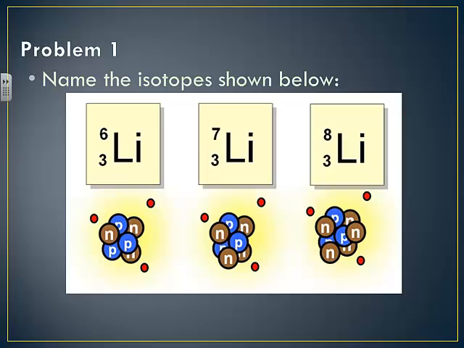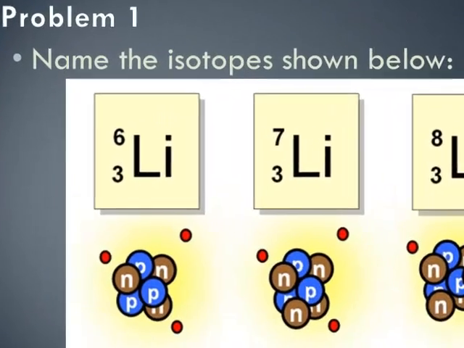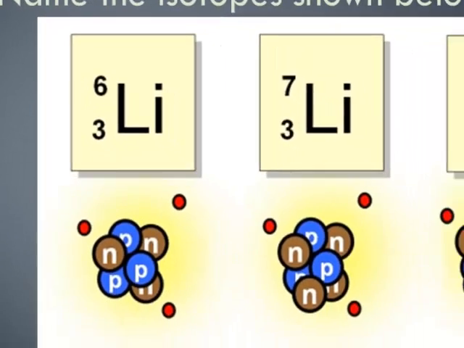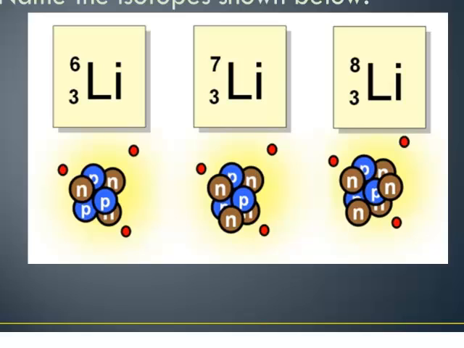We can do that either by looking at the pictures or looking at the element symbol. You should recall that on the lower left, they show the atomic number. On the upper left, they show the mass number. So we can look at this, and Li stands for lithium. So looking at those symbols, we know that these are lithium-6, lithium-7, and lithium-8. We can also tell that from the pictures.